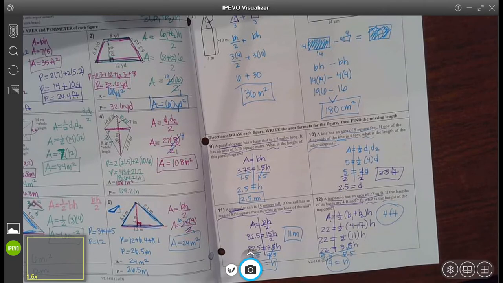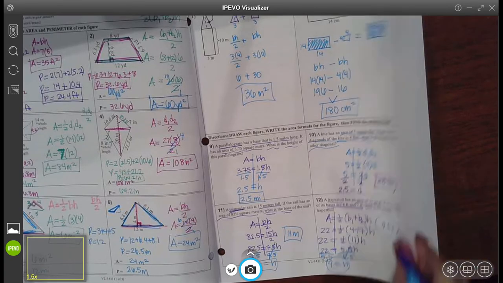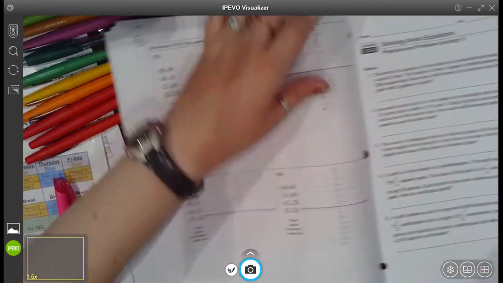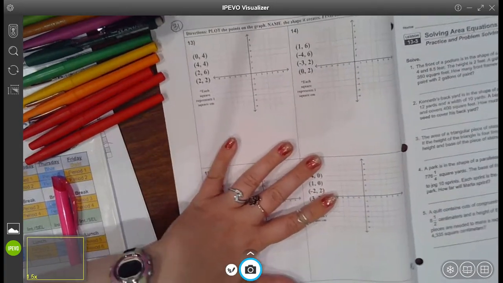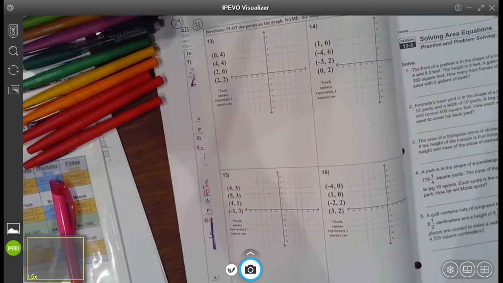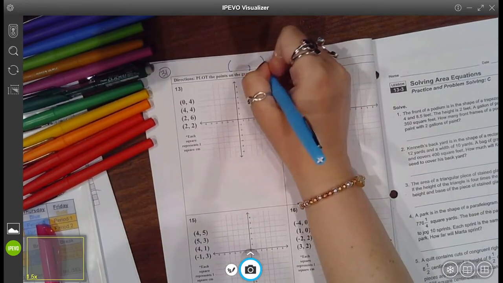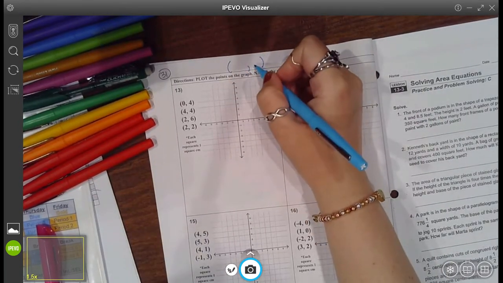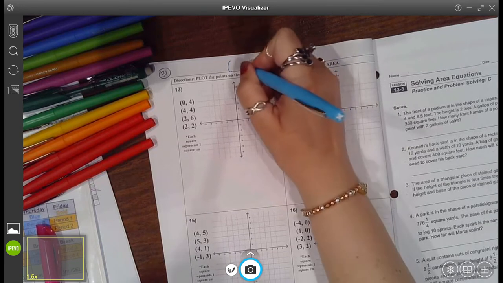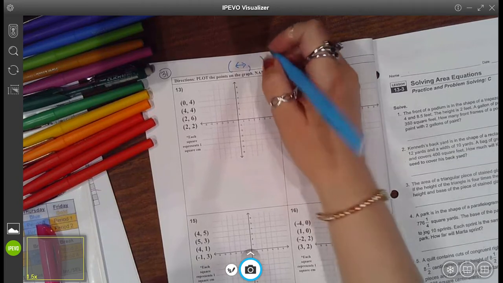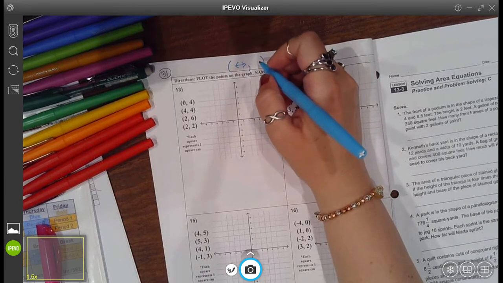All right, we're almost done. Last page. Now we're going to have to remember how to graph. Remember, when you're graphing, your first point in your ordered pair is X, the second one is Y. Your X always tells you if you go right, if it's positive, or left, if it's negative. Your second point tells you up or down.